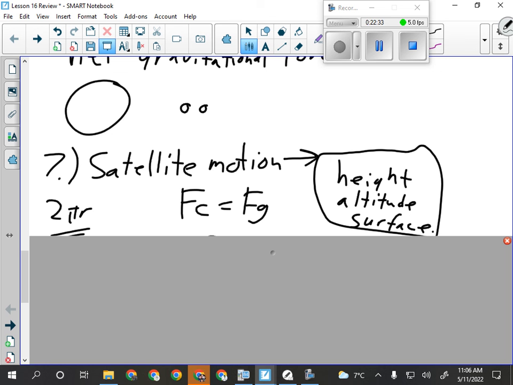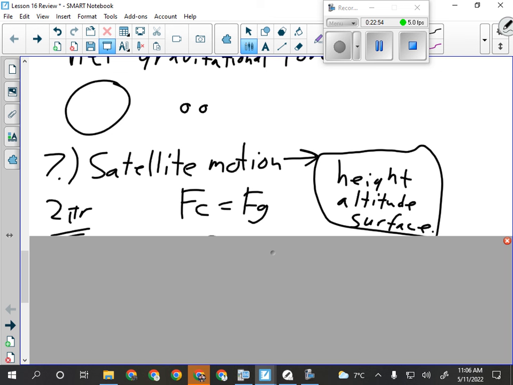I know a few of you figured out that you could solve satellite motion with Kepler, and it was true for the one question. But you have to have exactly the right information to do it. If you do and you know how, good on you, I'll give you full marks for doing it. But for most of us, we're going to go FC equals FG because that will always work.